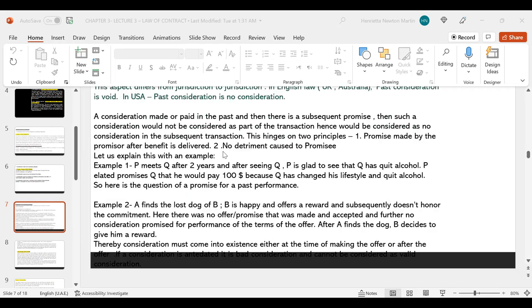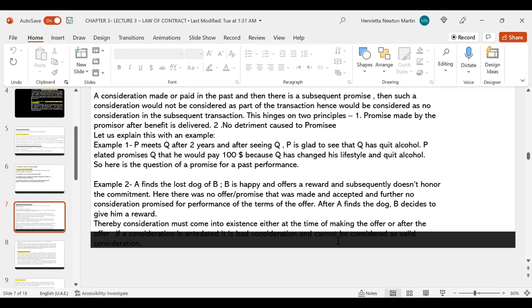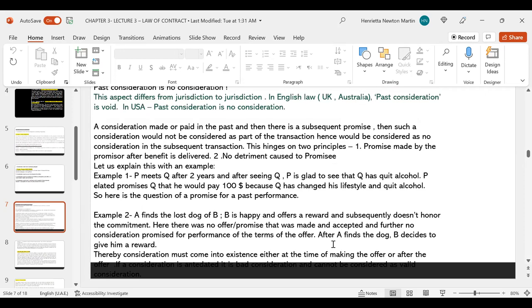Thereby, consideration must come into existence either at the time of making the promise, or after the promise is made. So consideration must come into existence either at the time of making the offer, for example, you're going to the store and purchasing something instantly and paying the price, or after there is a promise to deliver. Are you understanding me? Either that time or at some future point. Consideration can be instantly paid, or it can be paid in the future, but not in the past. This is according to English law. Past consideration is no consideration.